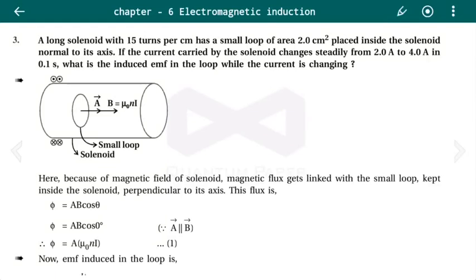Hello students, welcome to class 12 physics. In this video we are going to solve numerical of the textual exercise of chapter number 6, electromagnetic induction.